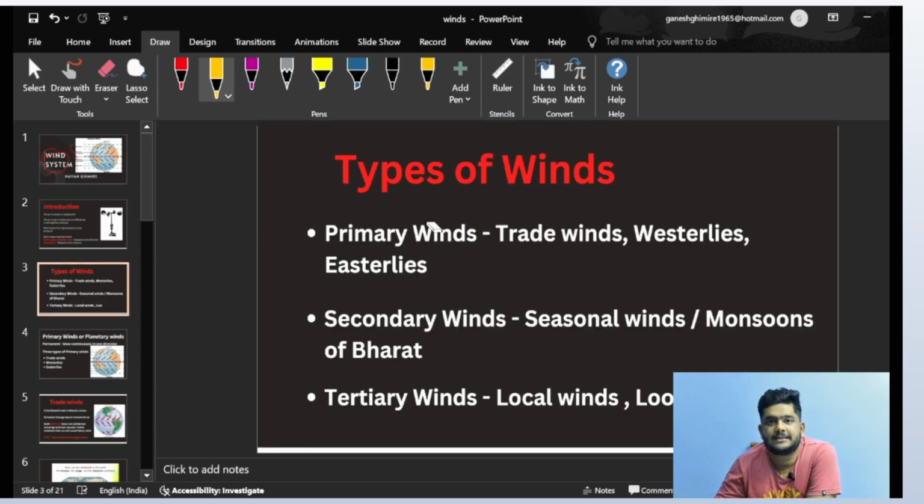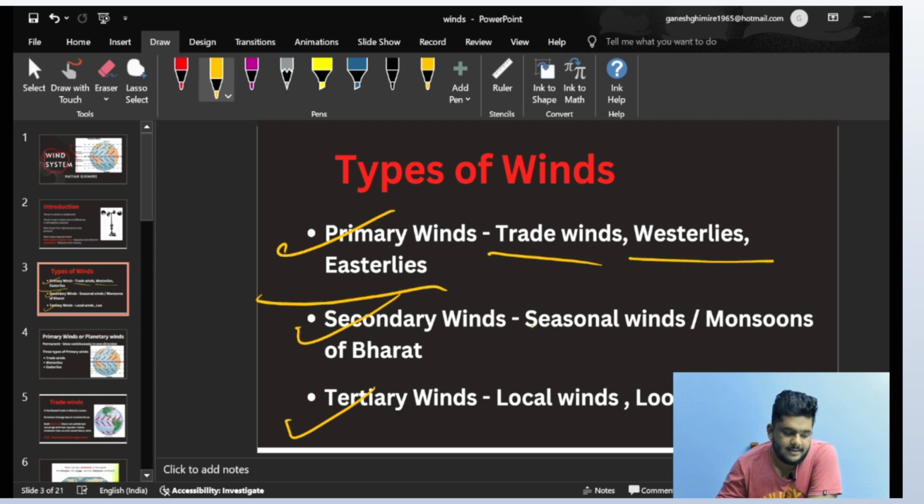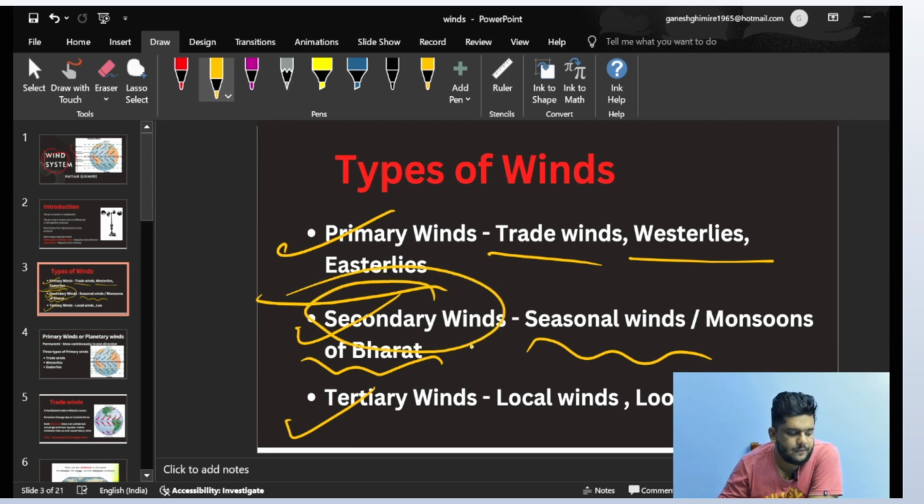Moving ahead, there are various types of winds, which include primary winds, secondary winds and tertiary winds. There are basically three types of winds, and primary winds are further classified into trade winds, westerlies, and easterlies. Similarly, secondary winds are further classified into seasonal winds, or they are even called monsoons of Bharat. Right? Even monsoons of Bharat are what? They are secondary winds, not primary winds. We'll know about the differences between primary, secondary, and tertiary winds as we move ahead in the slide.